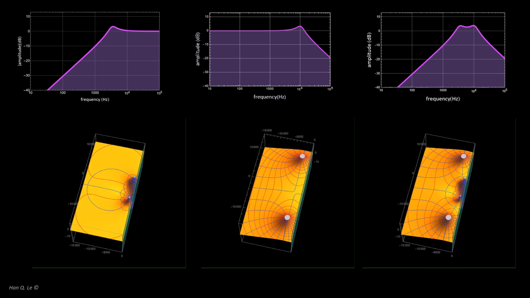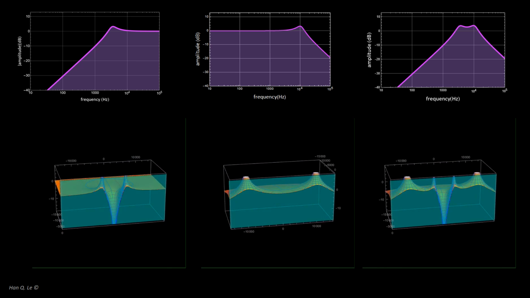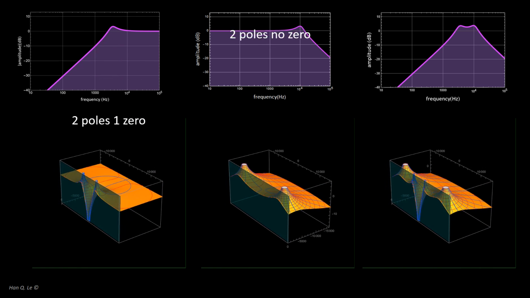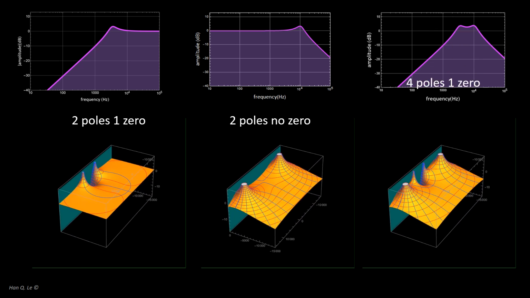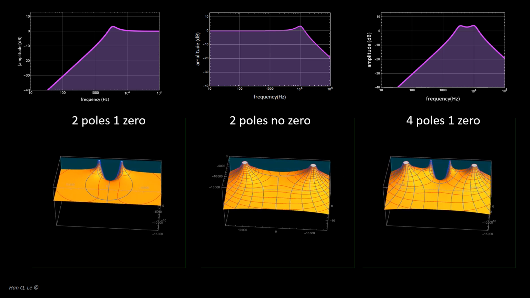The 3D plots of the transfer functions for the three filters are shown here. The high-pass transfer function has 2 poles and 1 zero, the low-pass has 2 poles, no zero. Hence, their product has 4 poles and 1 zero, which is the minimum required for a second-order bandpass.